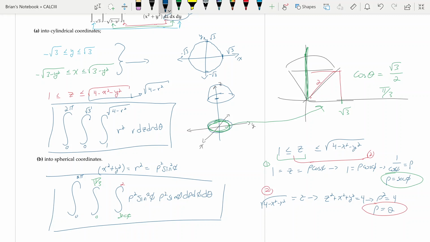Awesome. Whew. Cylindrical and spherical coordinates, especially with integration, are a little tricky. But it just takes practice, takes a little bit of doing, dusting off the cobwebs, and we'll get it done.